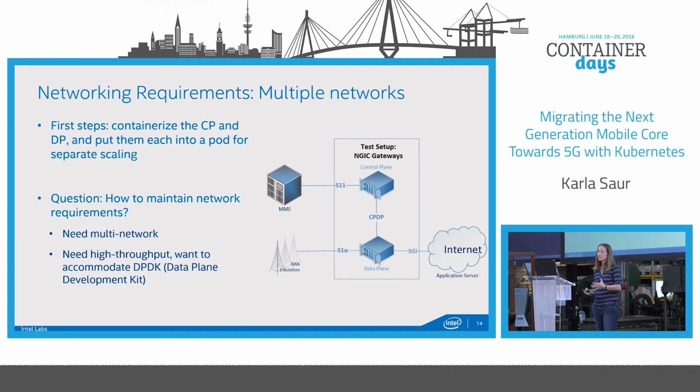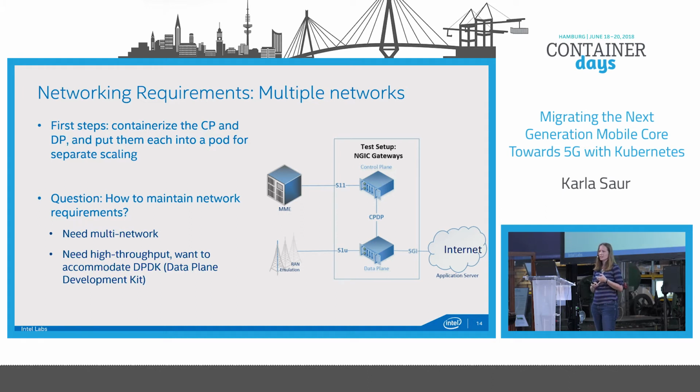So if it's an Internet of Things workload, we'll need more control planes. If we have a very heavy active data user, we'll need a lot more data planes. But how do we maintain the network requirement? The data plane has these 2 or 3 very different types of networks, and it has the need for high throughput. In a lot of telco workloads today, they use something called the DPDK. That's the Data Plane Development Kit.